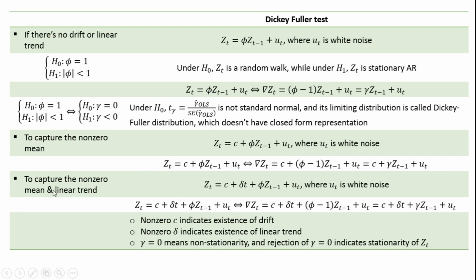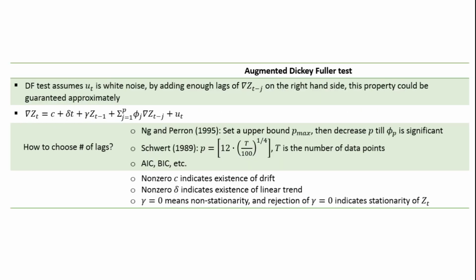There is also a situation in which we can capture a non-zero mean or a linear trend by adding a trend term in our relationship. We can use the same principle in order to test the stationarity, or the cointegration, of our models. We also have an augmented Dickey-Fuller test.